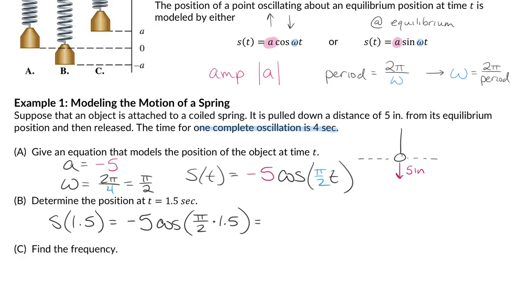If you trust me to type this in correctly, you shouldn't trust me because we've seen me mess up many a times, we should get approximately 3.54 inches, which means it's 3.54 inches above the midline, 1.5 seconds after releasing. So it's already gone up a little bit.